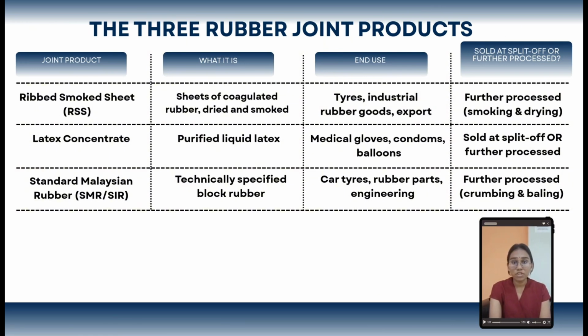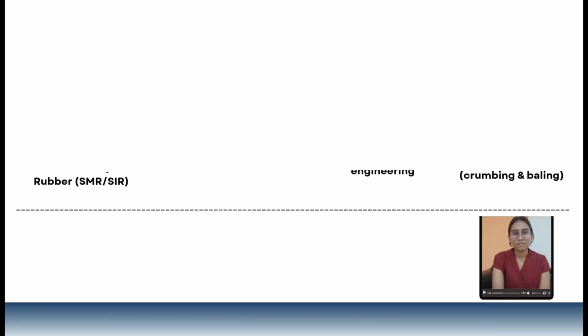Third, Standard Malaysian Rubber, also called SMR or SIR. These are technically graded rubber blocks used in car tires, rubber parts and engineering applications. This product goes through crumbing and balling before it reaches the customer. Three different products, one process, same raw material. That is joint production in Malaysia's rubber industry.